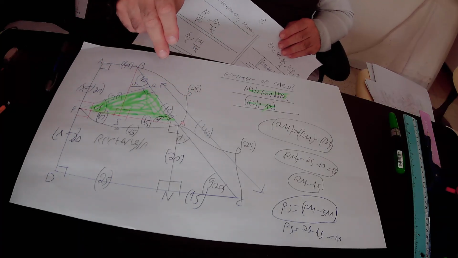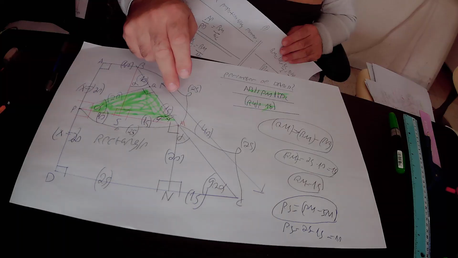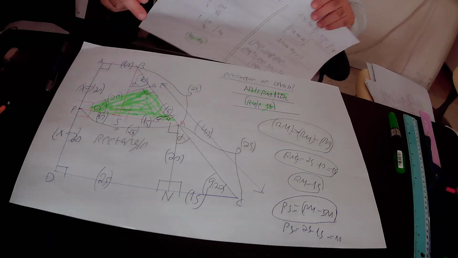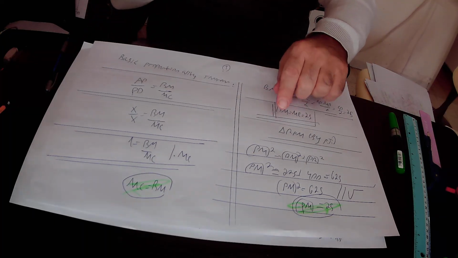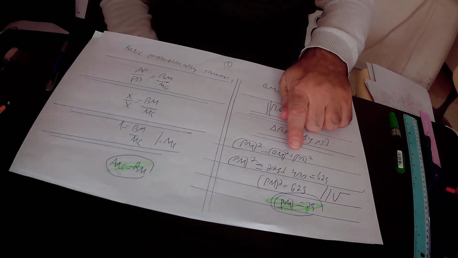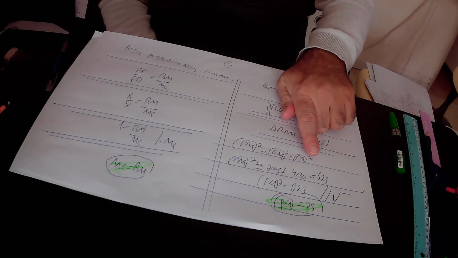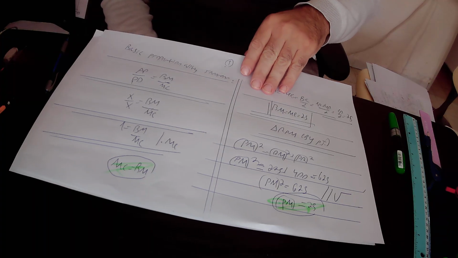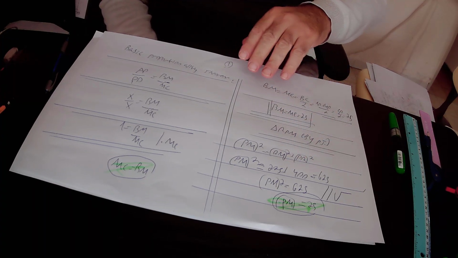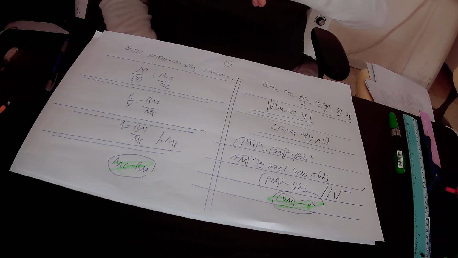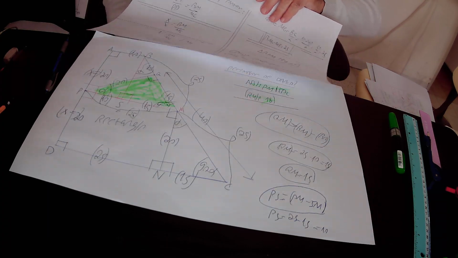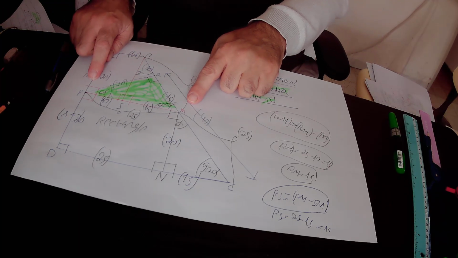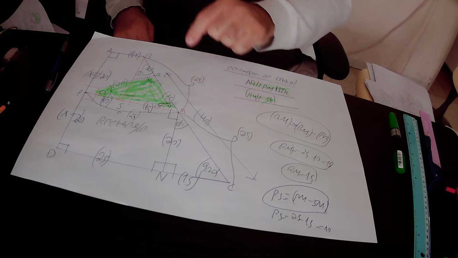PM squared equals QM squared plus QP squared. QM is 15, so QM squared is 225. QP is 20, so QP squared is 400. So PM squared equals 225 plus 400, that is 625. Taking the square root, PM equals the square root of 625, that is 25. So the missing hypotenuse PM equals 25 units in length.